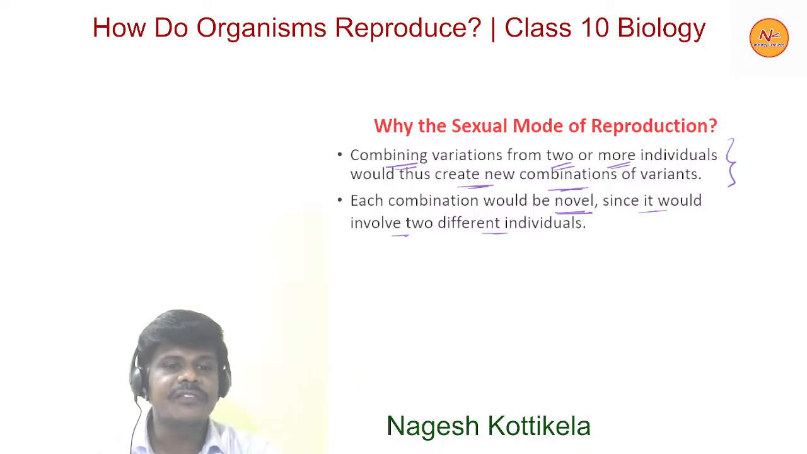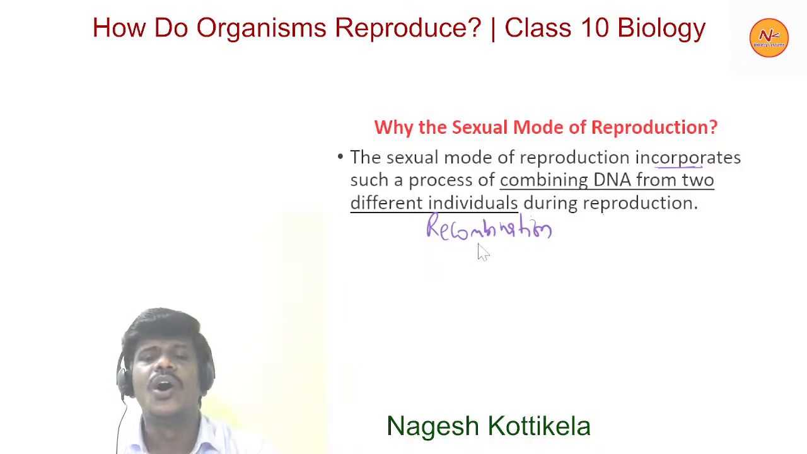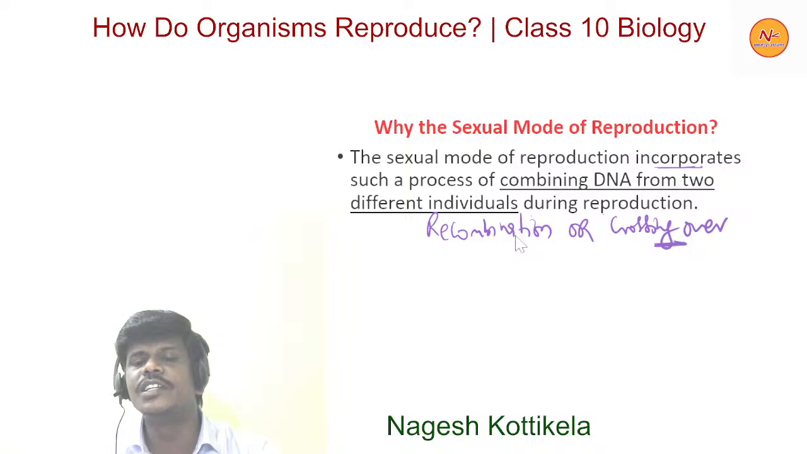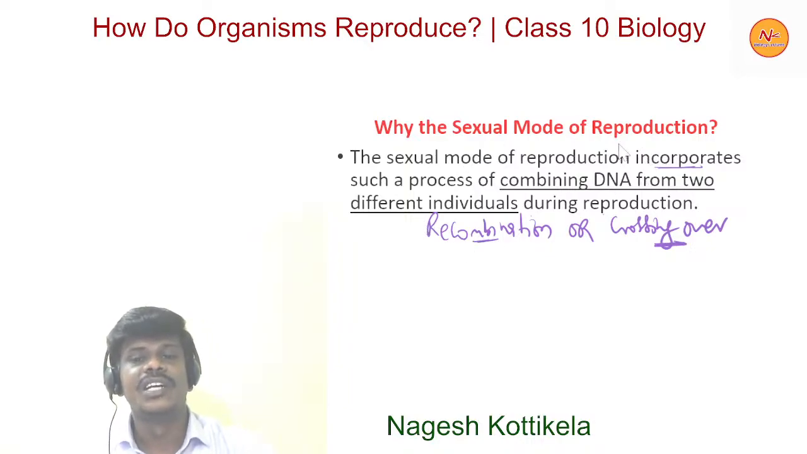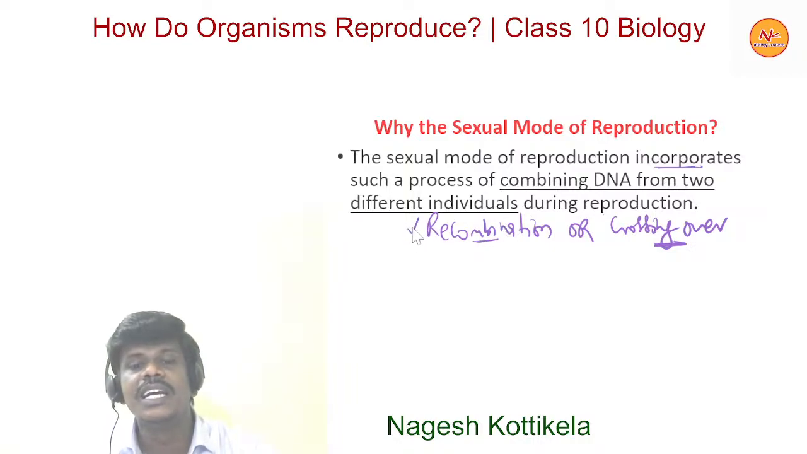Now after this, the sexual mode of reproduction incorporates such a process of combining DNA from two different individuals during reproduction. This is what we call the recombination process or the crossing over process. During this process, combining DNA from two different individuals occurs. This is what we call recombination or crossing over, which occurs during meiotic cell division.